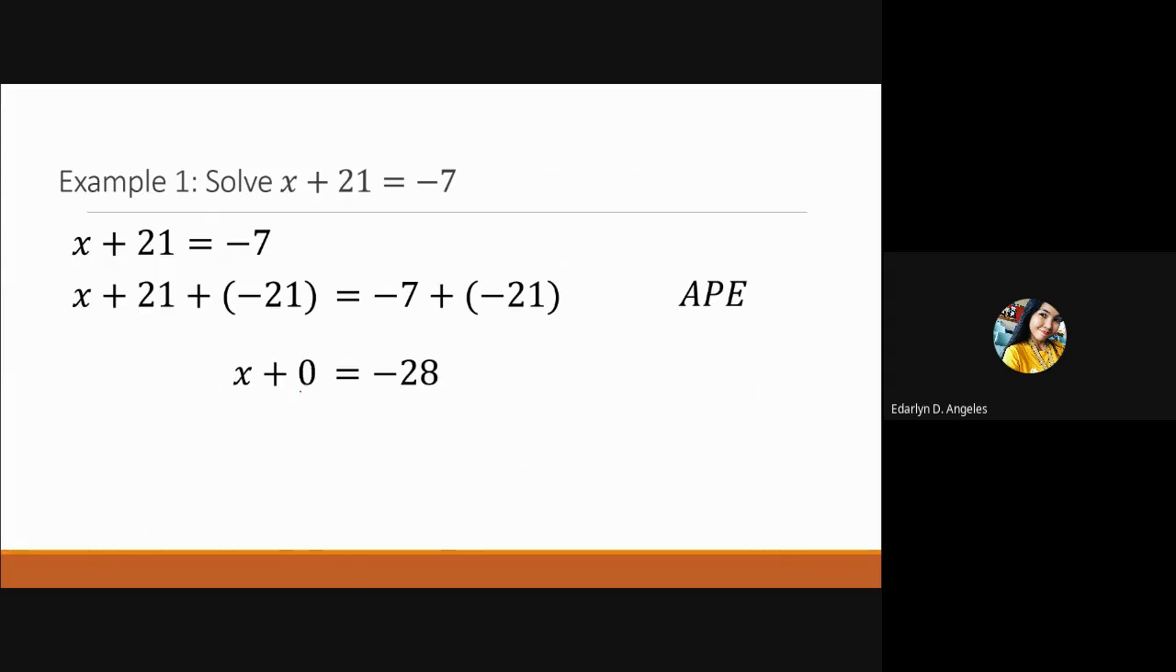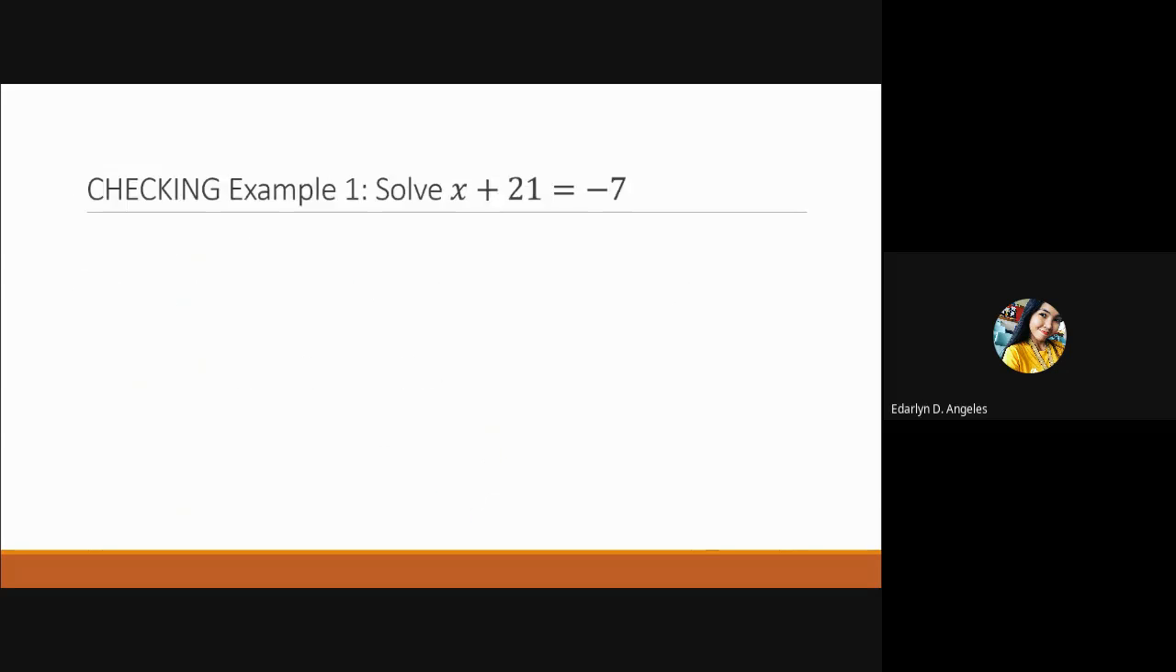Now, let's simplify. What is the value for x here? Since x plus 0, the additive identity, when we add 0 to any number, the sum is always the number, or x. So x is equal to just negative 28. And let's see if this is really our solution for this equation. To check, we will need to use the substitution property.